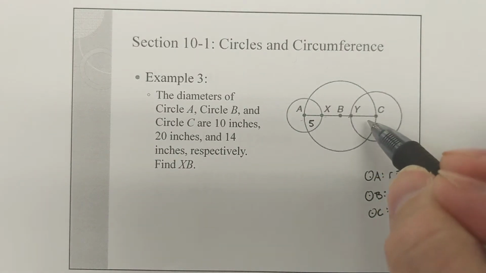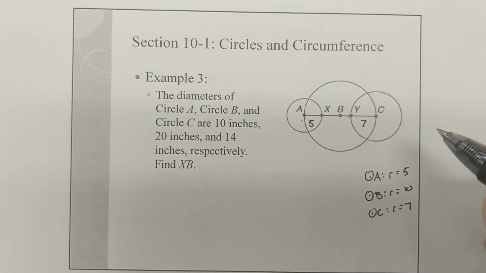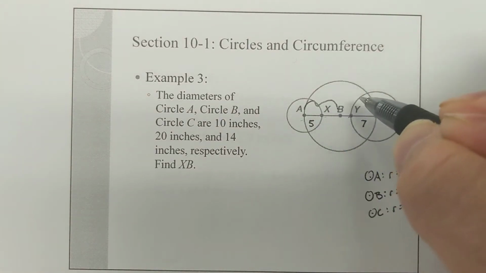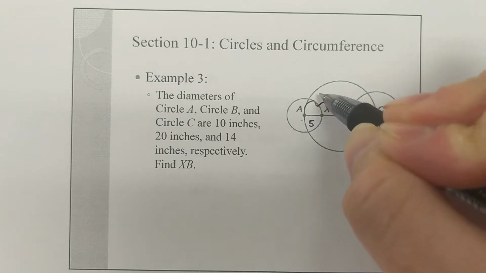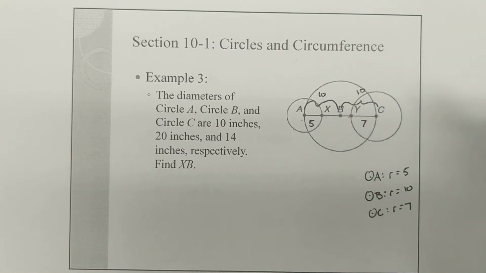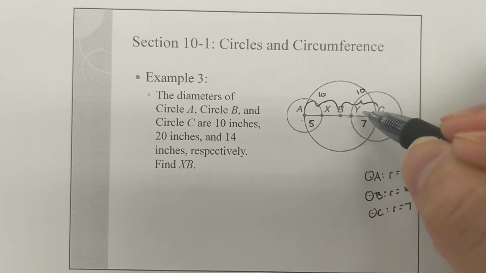CY is a radius of C, so it's 7. Now A to B, that distance is a radius of B, so it's 10. Same thing for B to C, it is also 10. These are both radiuses of circle B. Now I can use that to find XB and XY.